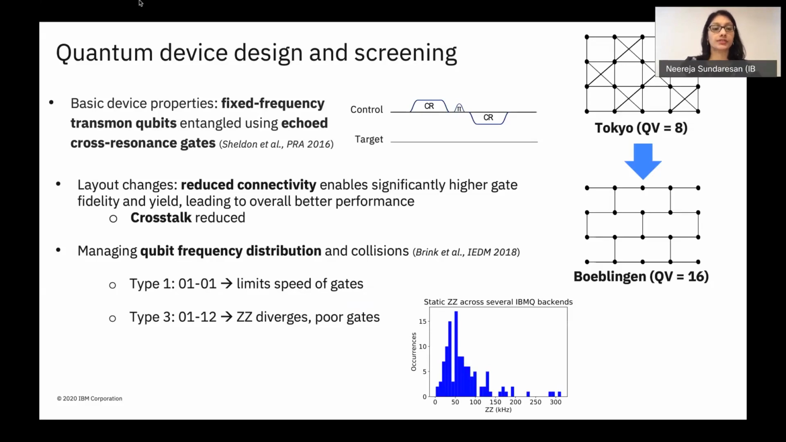Another collision is when the 0-1 transition of 1 qubit is close to the 1-2 transition of a coupled qubit. As we approach this resonance condition, the static ZZ diverges. And in the worst case, we cannot drive good 2 or even 1 qubit gates. So we try to avoid these situations. This plot at the bottom has a representative distribution of the static ZZs across several IBM Q backends, just to demonstrate that with this device design change and screening, we're able to down select devices with lower ZZs, predominantly less than 100 kilohertz.